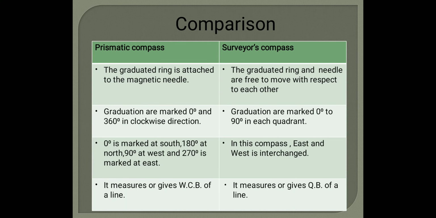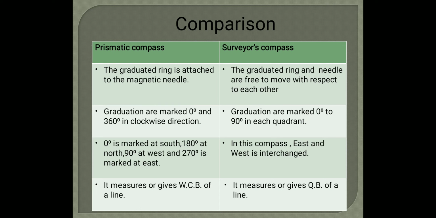The most important question is the difference between these two compasses. So let us see what the differences are between the prismatic compass and the surveyor's compass. In the prismatic compass, the graduated ring is attached to the magnetic needle. Graduations are marked from 0 degrees to 360 degrees in a clockwise direction: 0 marked at south, 180 marked at north, 90 marked at west, and 270 degrees marked at east. It measures the whole circle bearing of a line.